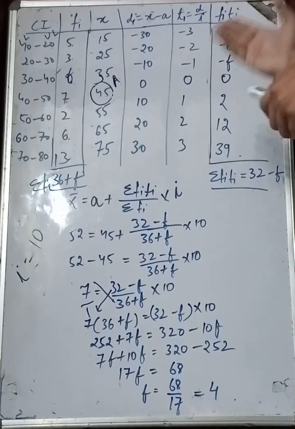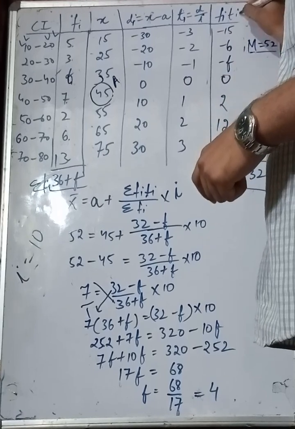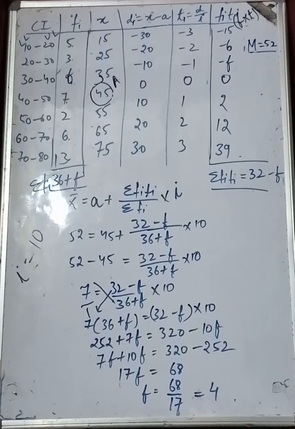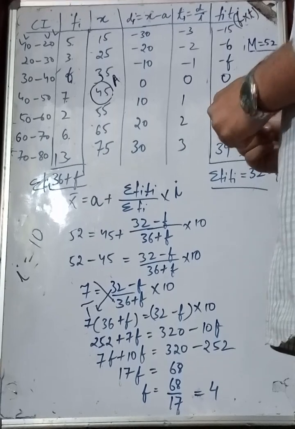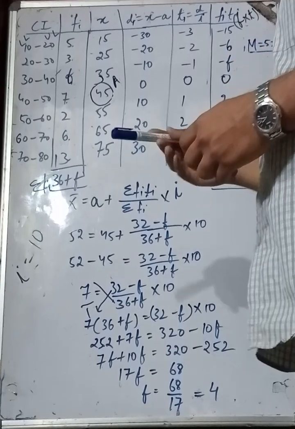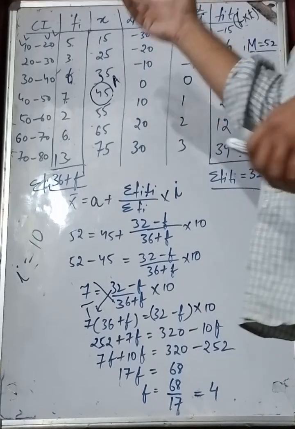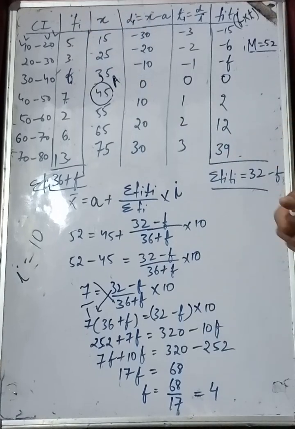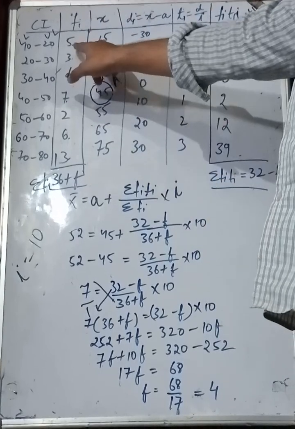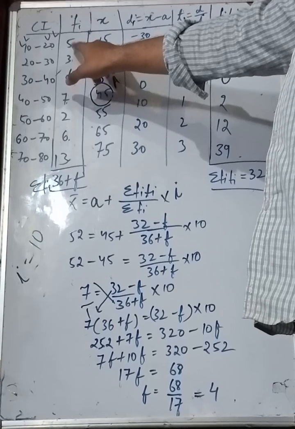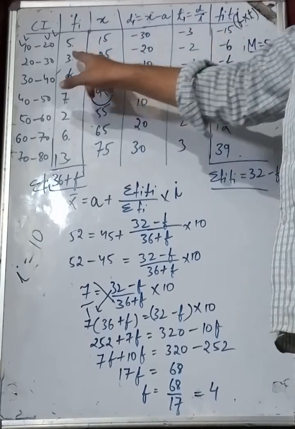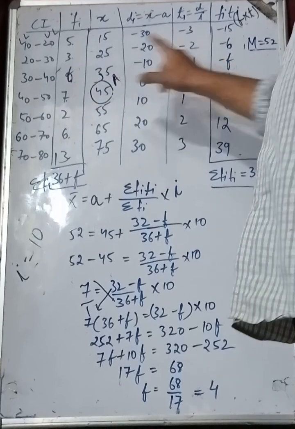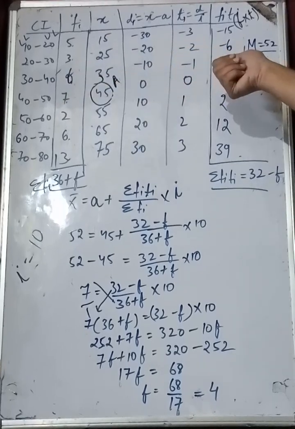Now we need to find out fi ti, that means the product of f and t. In order to find the product of f and t, we need to multiply the value of f with the corresponding value of t. So just multiply. 5 multiplied by minus 3 is minus 15. 3 multiplied by minus 2 is minus 6. f multiplied by minus 1, this is the variable term. If f is multiplied by a negative integer, it will be minus f.